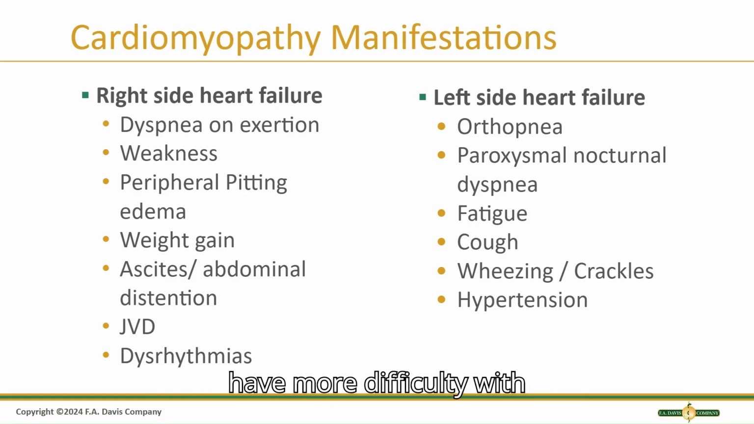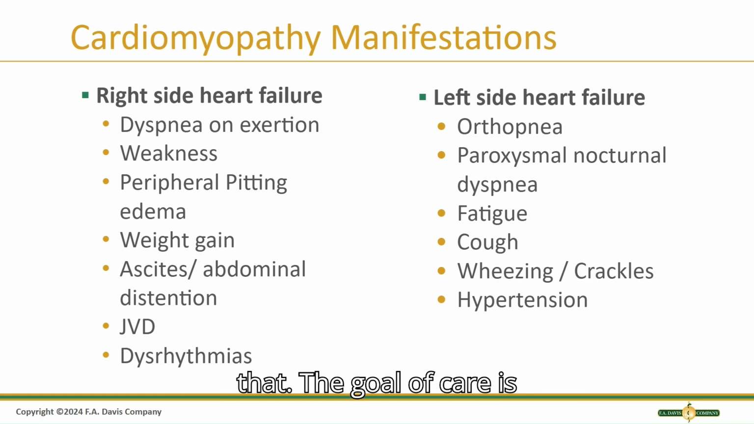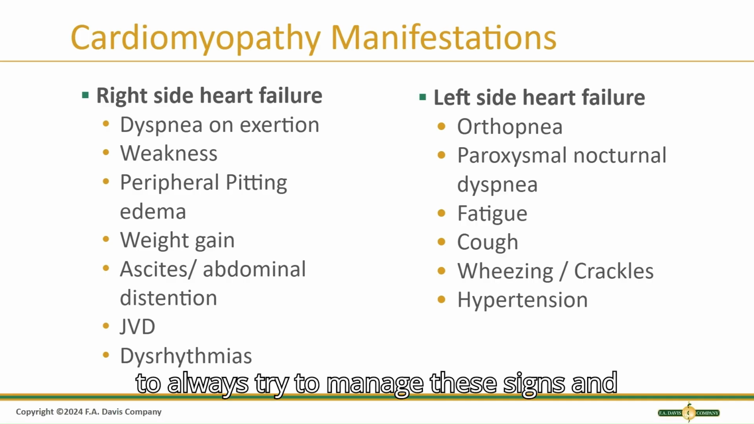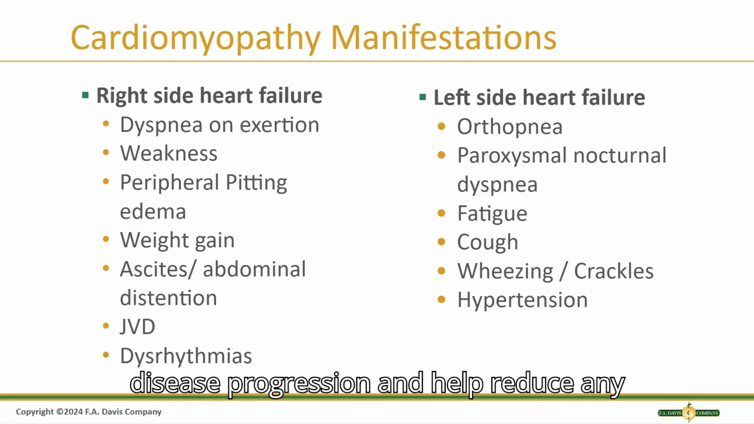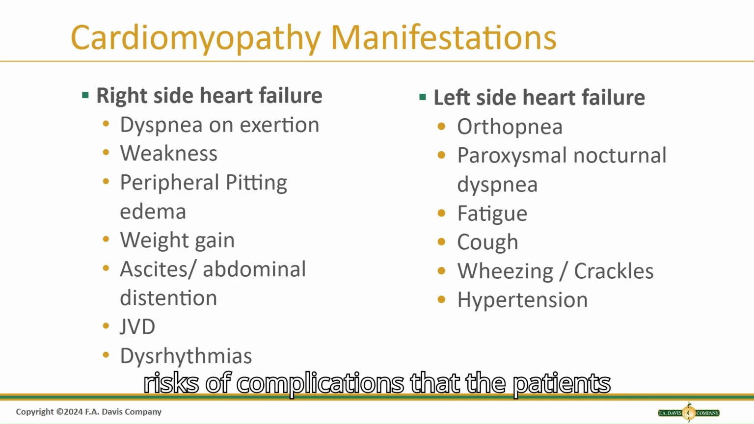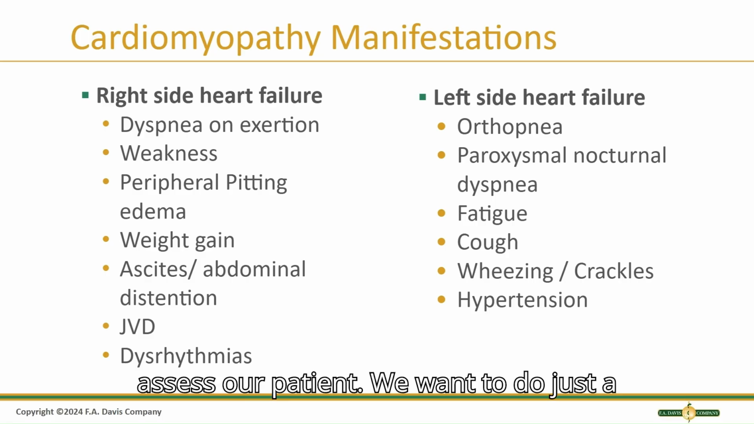So this is where we see patients with peripheral pitting edema, that excess weight gain from that excess fluid from edema. That can be also in the form of ascites or abdominal distension from that fluid building up there. And then we see patients with jugular vein distension and dysrhythmias.